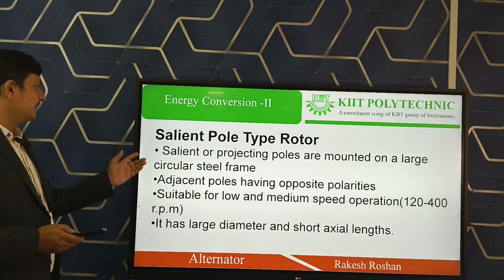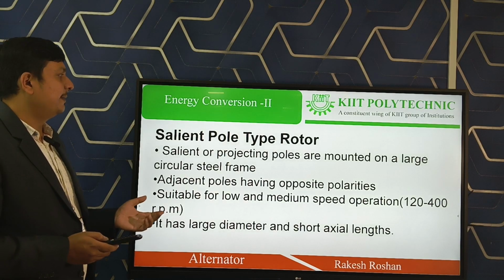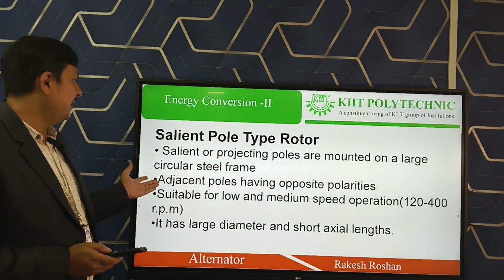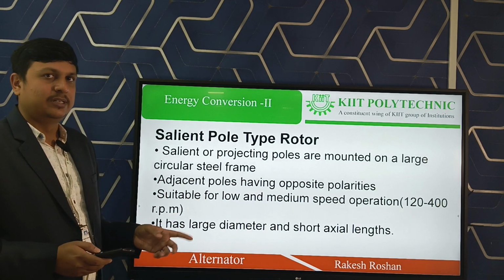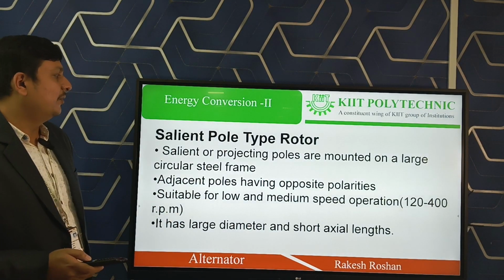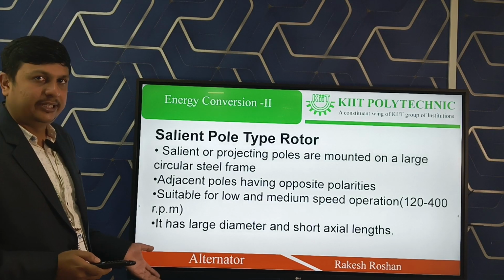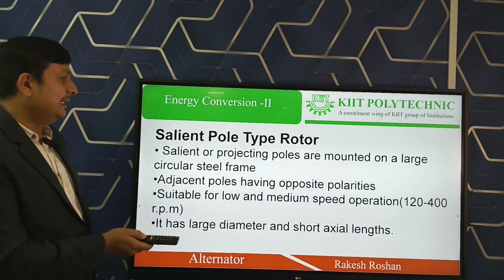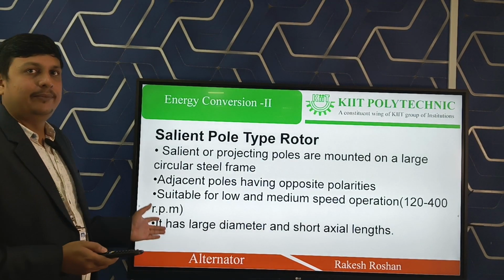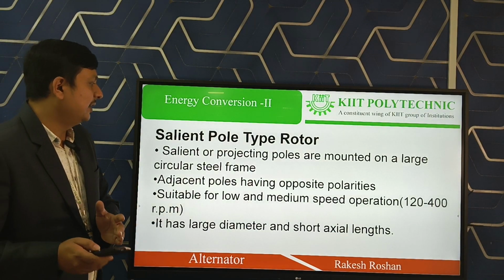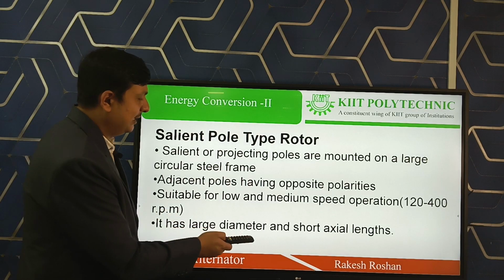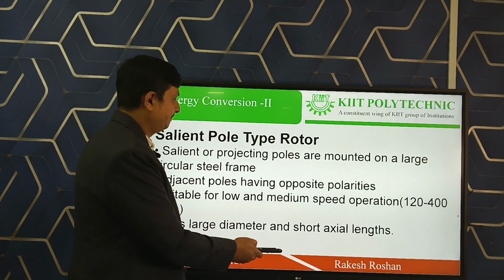So these are some features. Salient projecting poles are mounted on a large circular steel frame, and adjacent poles have opposite polarity, that means north, south, north, south. It is suitable for lower speed operation, generally 120 to 400 rpm. Some important features I have already discussed are a shorter axial length and larger diameter.